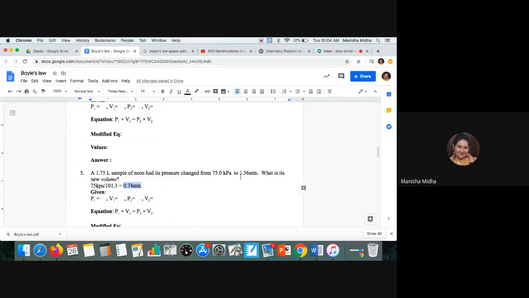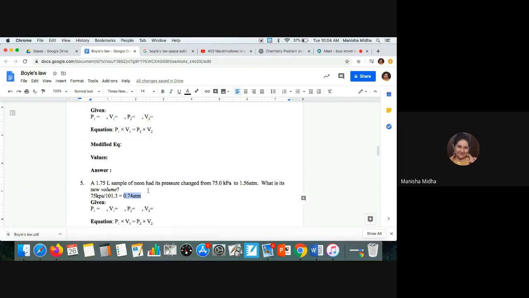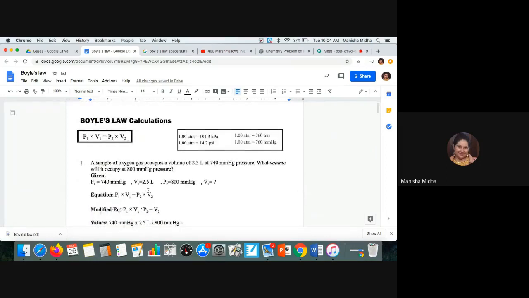That's very important for you to know, that the pressure units should be the same, and you cannot compare apples to oranges, oranges to oranges, or apples to apples. So make sure the units are the same. That's pretty much it. Just to give you a little bit of an idea about Boyle's law.